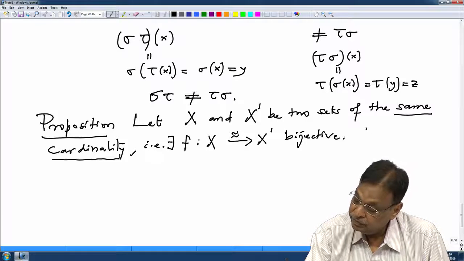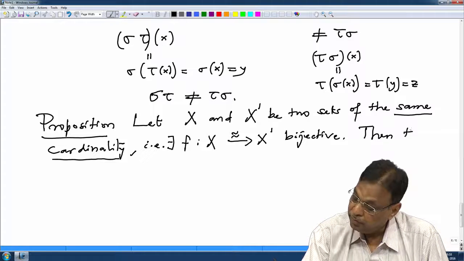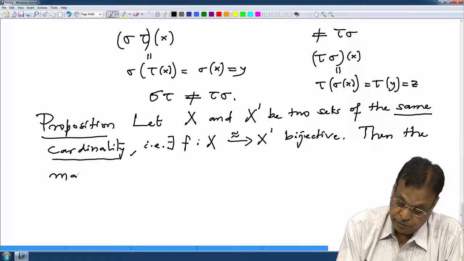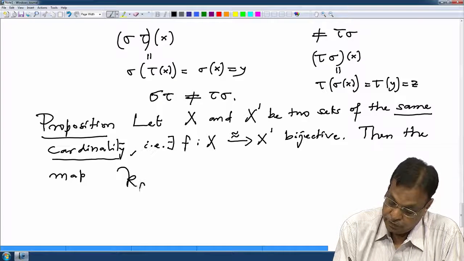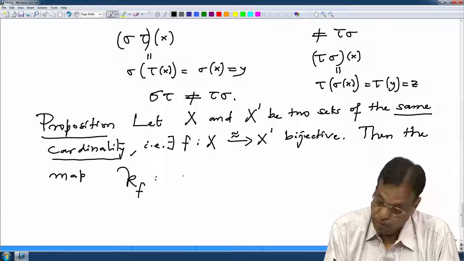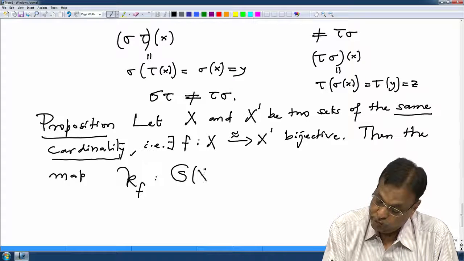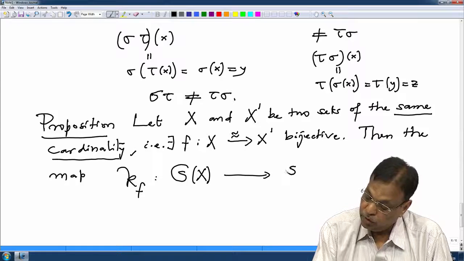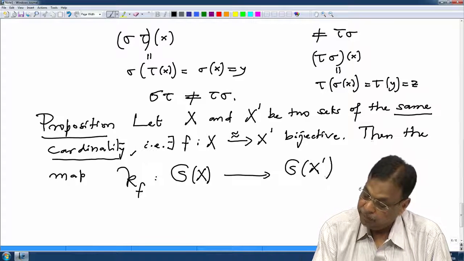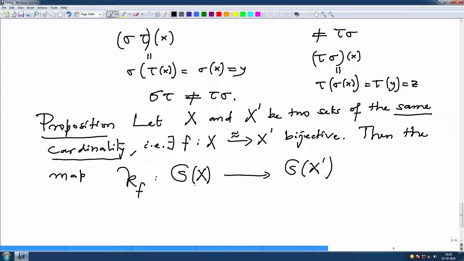Then the map kappa f. Kappa f, I am defining, is a map from the permutation group S_X to the permutation group on X prime. What is this map? So I have to map permutations. Where do they go under this map? So sigma is a bijective map from X to X, and I want to map it to a bijective map from X prime to X prime. This is what I am looking for.